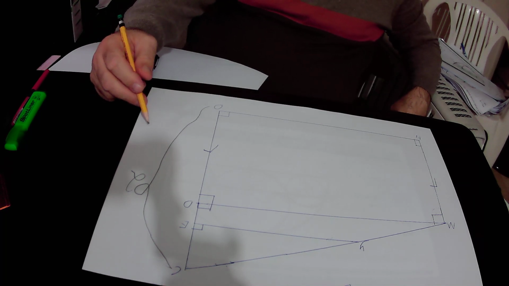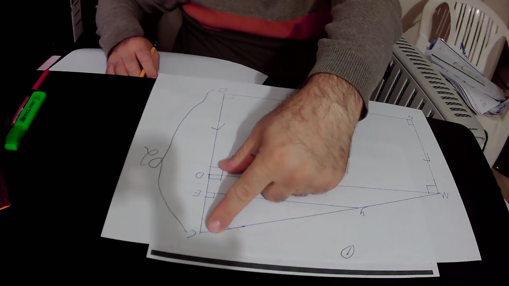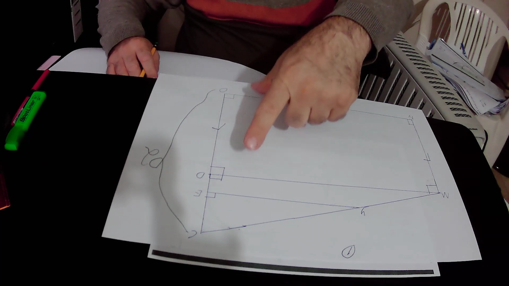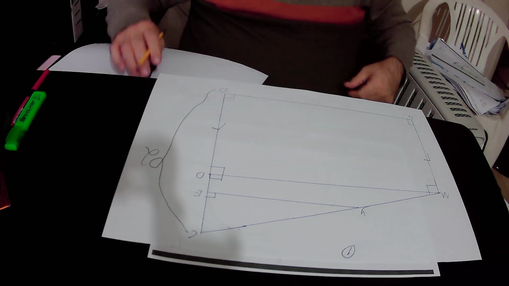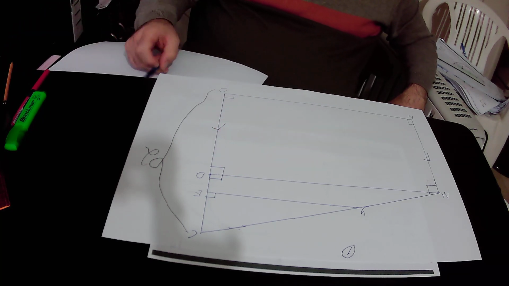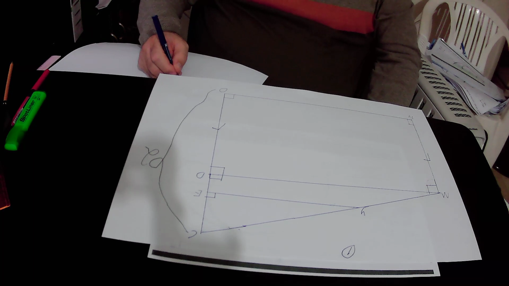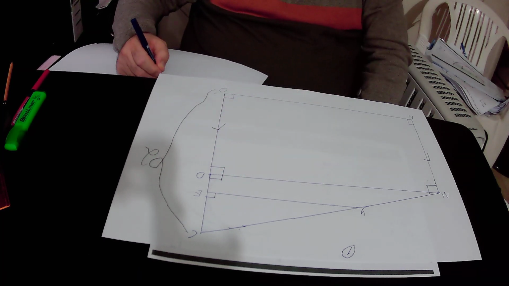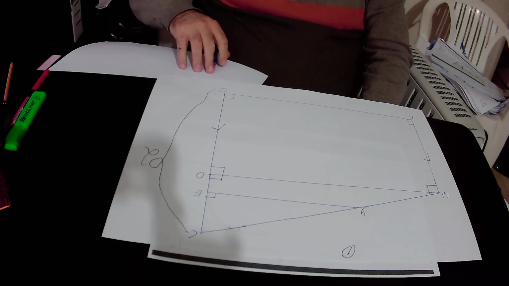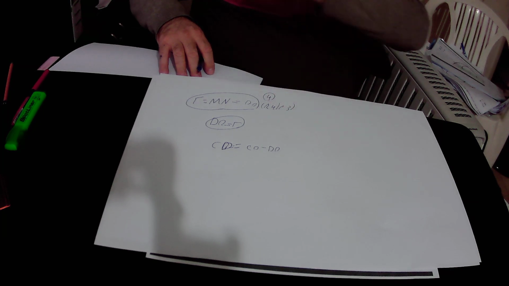So, what is the value of CD? The value of CD equals CO minus DO. Again, CD equals CO minus DO. I will write it down. CD, its line segment, equals CO minus DO.